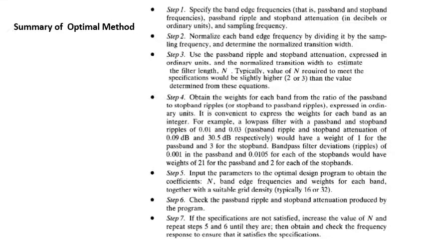So a summary of the optimal method is presented here. Step 1 is the specification of the band edge frequencies, that is the band pass and band stop frequencies, passband ripples and stopband attenuation. You know that they may be in ordinary units or they may be in decibels, and importantly, the sampling frequency.